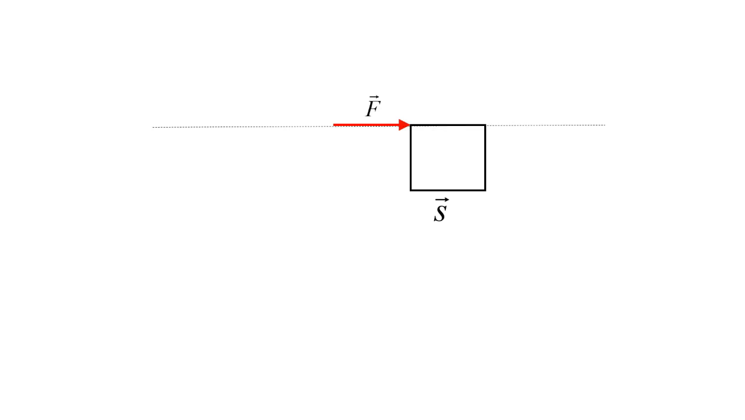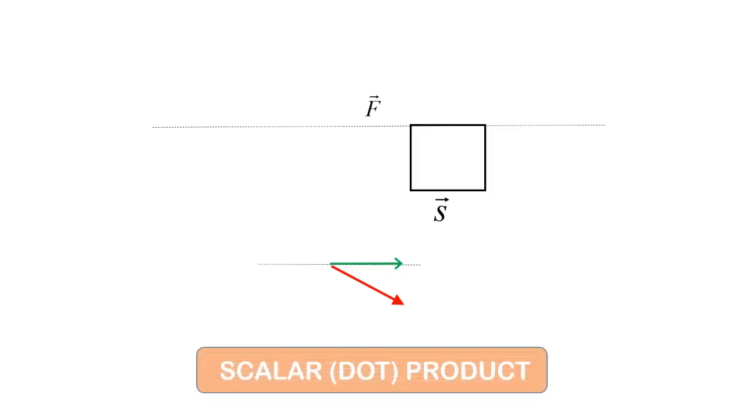But what if it is not? It turns out that only the amount of push that acts in the direction of the movement will affect the object's speed. This is an example of scalar product.